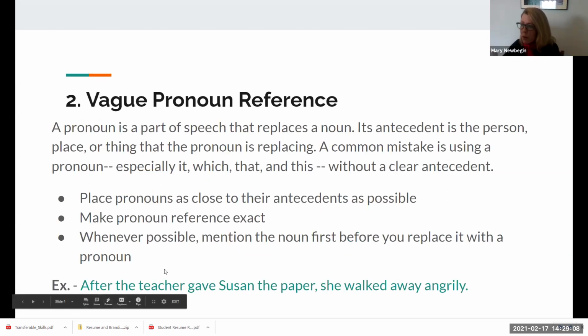All right, another error, number 2, is vague pronoun reference. So we know that a pronoun is a part of speech that can replace a noun. So let's take a look at the example. After the teacher gave Susan the paper, she walked away angrily. In the second part of that sentence, we can see that the pronoun is she, but are we talking about Susan or are we talking about the teacher? It's not clear from that sentence. So sometimes it's better to have a short, simple sentence, or sometimes do a little bit of repetition for clarity.